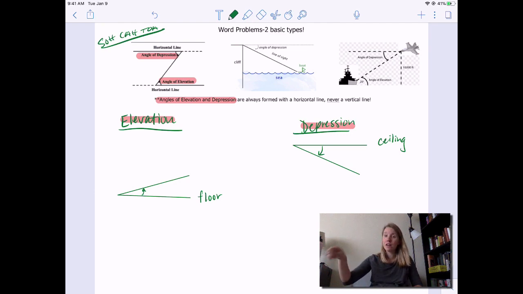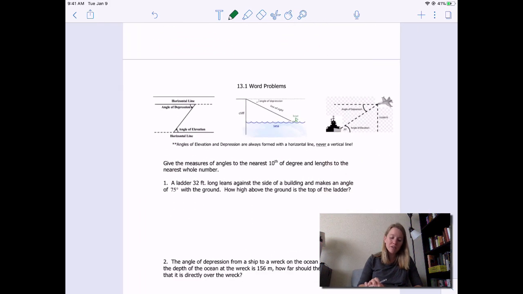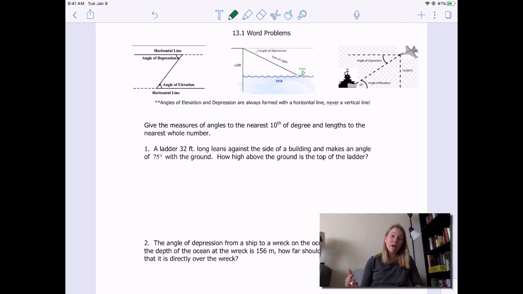Like I'm in my apartment right now. I can see the floor, and technically I can see the ceiling too, and I can think about something coming down from the ceiling. But if I'm outside, it's harder to see an actual ceiling. So you have to kind of draw that. So that's the first part. Whenever you do a word problem, you have to draw a picture. So always, always, always draw a picture first. Draw or sketch it out every time. And then the key is knowing, are you looking for angle of elevation, angle of depression?